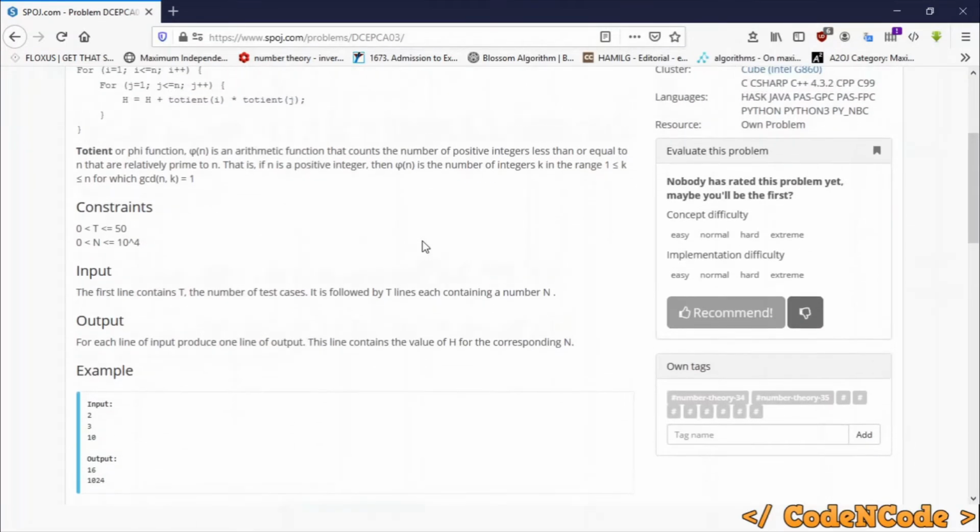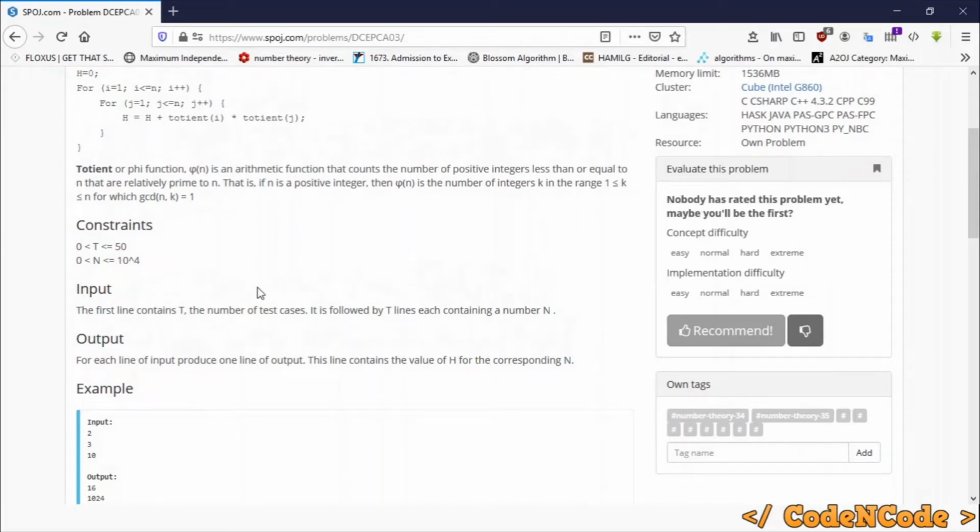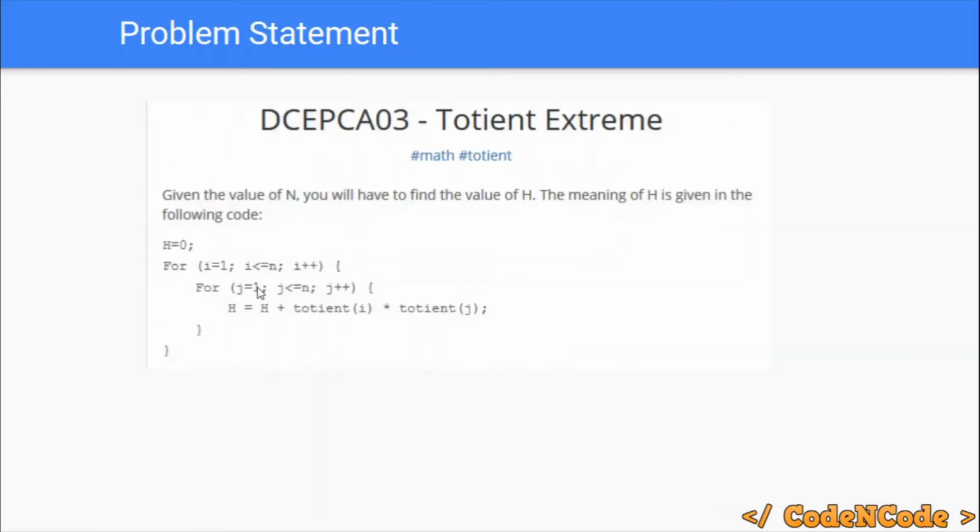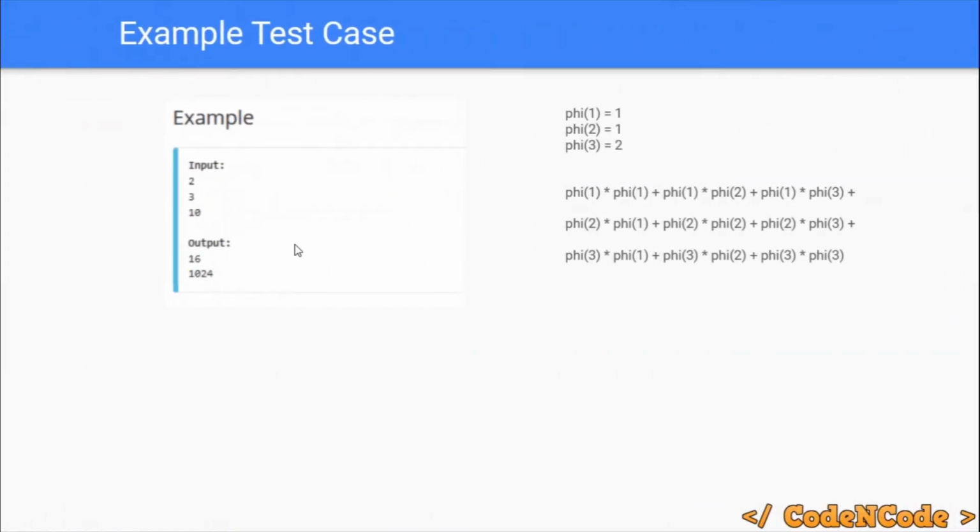So there are like 50 test cases. In each test case n can be as large as 10 to the power 4. So if we take an example, here's the example test case of the problem. There are two test cases. First, n is equal to 3. Phi of 1 is equal to 1, phi of 2 is equal to 1, and phi of 3 is equal to 2.